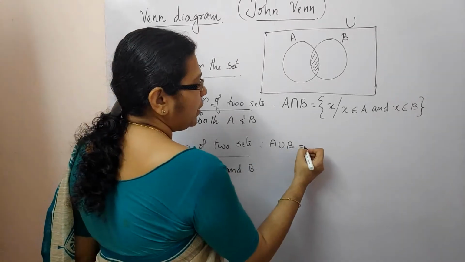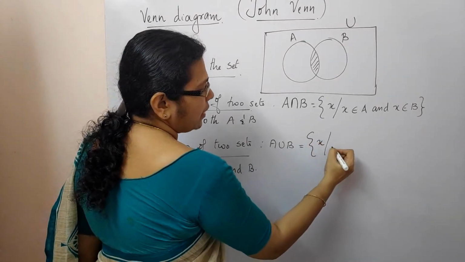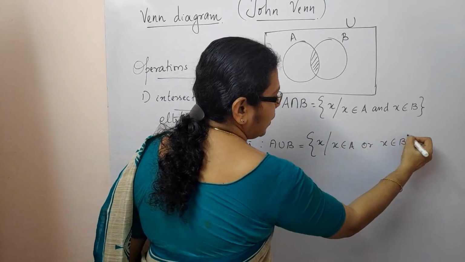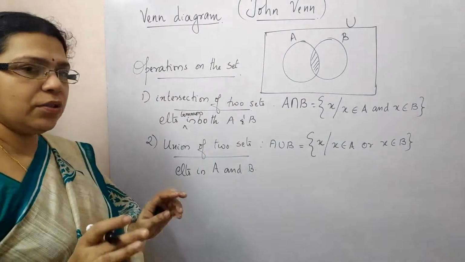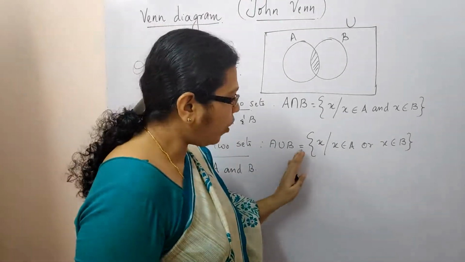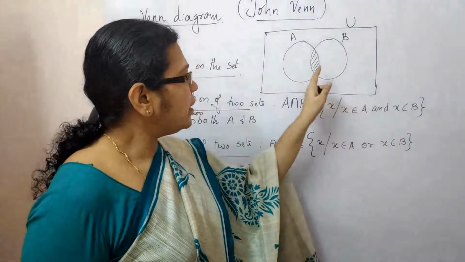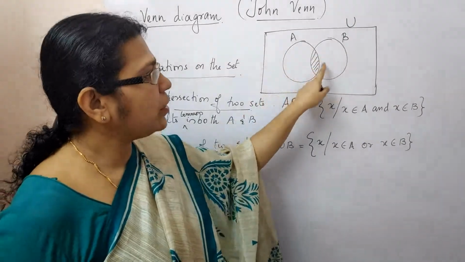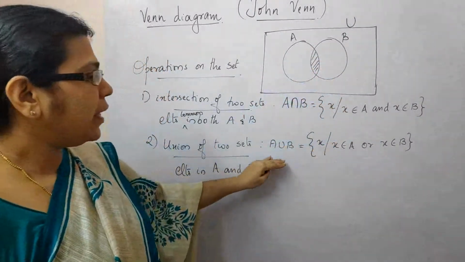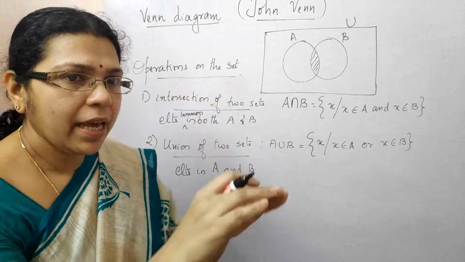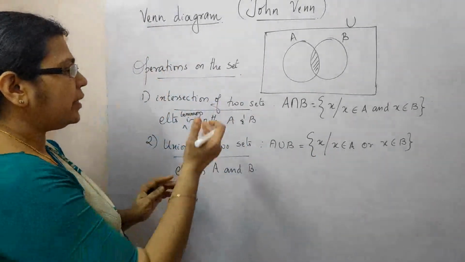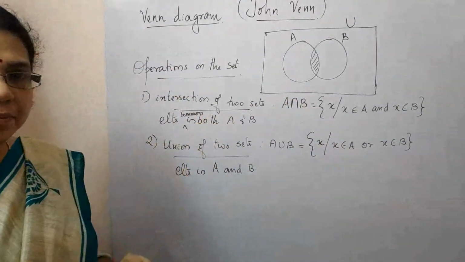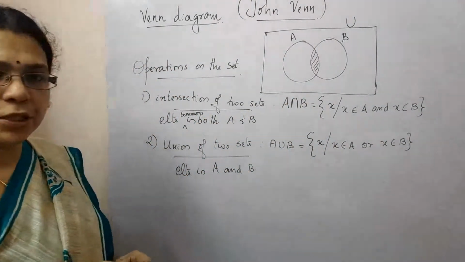So, A union B is equal to what? Set of all x such that x belongs to A or x belongs to B. So, all the elements that belong to A or belong to B. That is, all the elements in A and all the elements in B. Their union means all the elements of A and all the elements of B. The intersection means what? The common elements in A and B. So, this is the intersection of two sets.